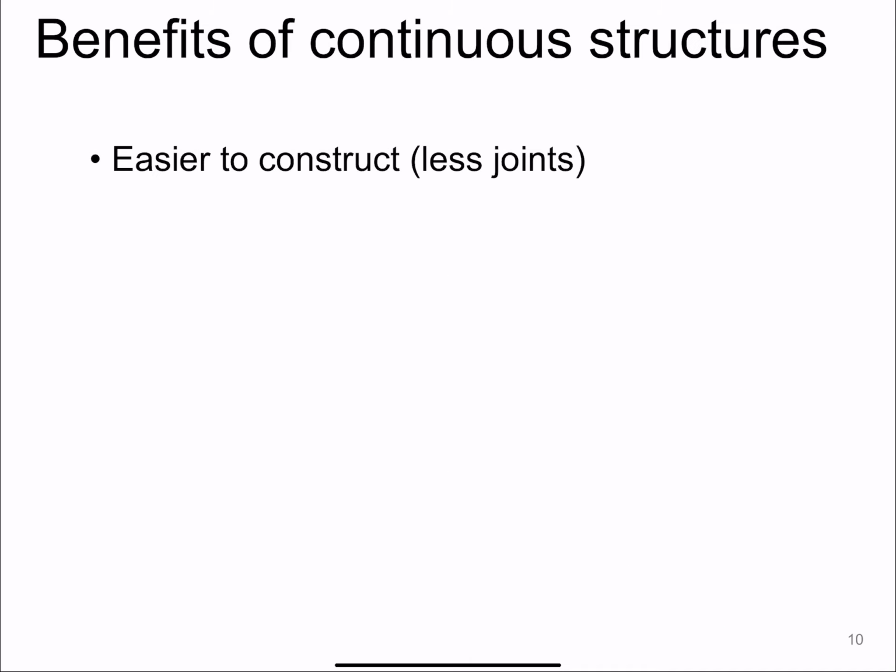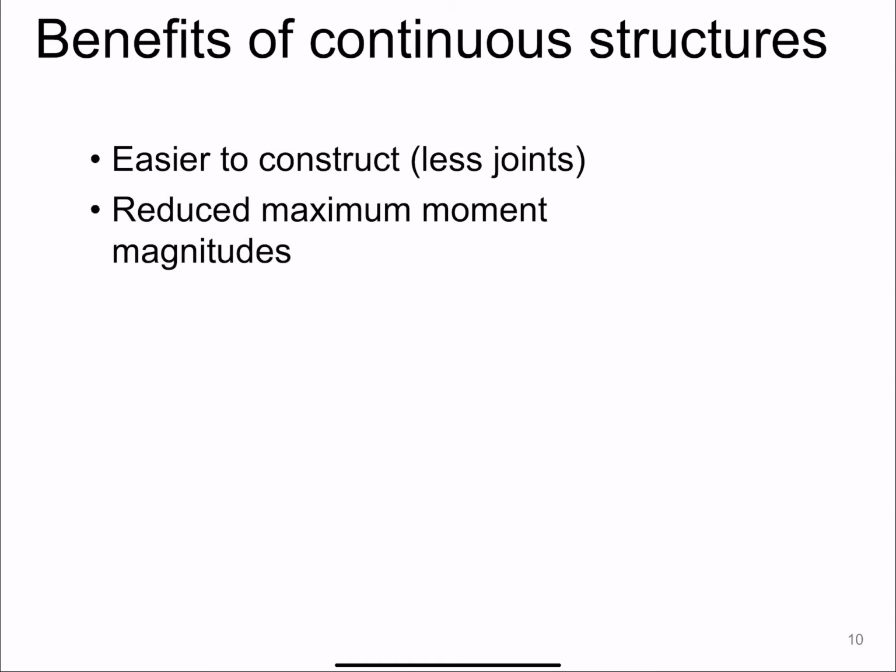The benefit of having a continuous structure is that it's going to be easy to build, with fewer joints. The weakest part of a structure is the joint, so having fewer joints to detail and take care of is going to be quite cost effective. We're also going to reduce maximum moment magnitudes.